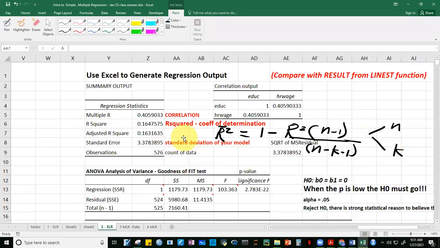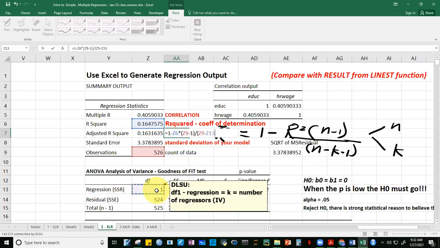Okay, so let's compute here guys. So this is equal to 1 minus r squared natin ito. Okay, so this would be times n minus 1. Ano yung n natin? N. This is n minus 1. Okay, divided by n minus k. Ano yung k natin guys? Our k is the number of regressors. Diba? In this case, 1 lang siya. No? And then minus 1. Enter.